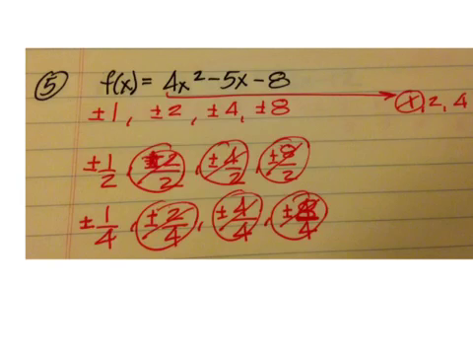Number 5, you're going to have ±1, 2, 4, 8, a half, and then a fourth. The rest of these canceled out. 1, 2, 4, 8, half, and a fourth.